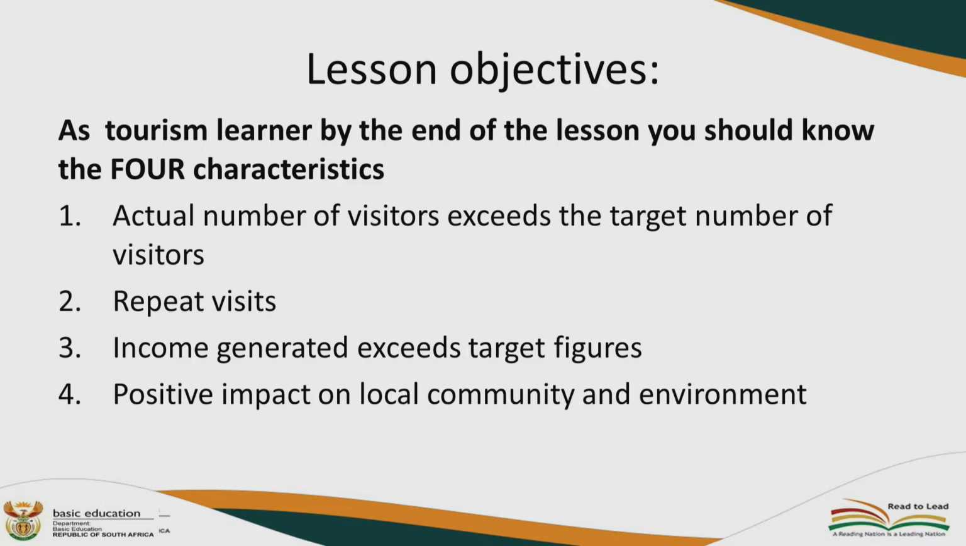Then, as a tourism learner, by the end of the lesson, you should be able to know the 4 characteristics. The actual number of visitors exceeds the target number of visitors. The second characteristic would be repeat visits. The third would be income generated exceeds target figures. The fourth one would be positive impacts on the local community and environment.